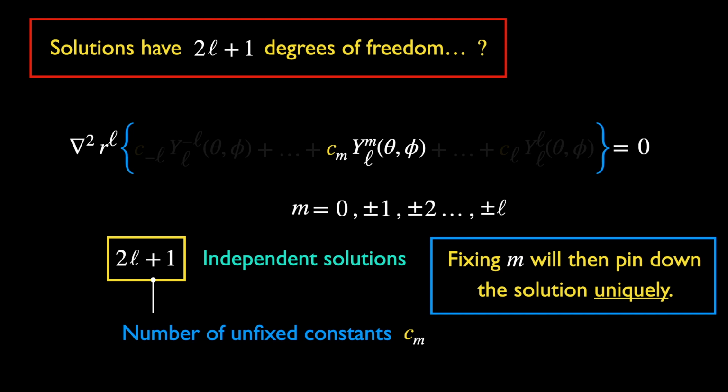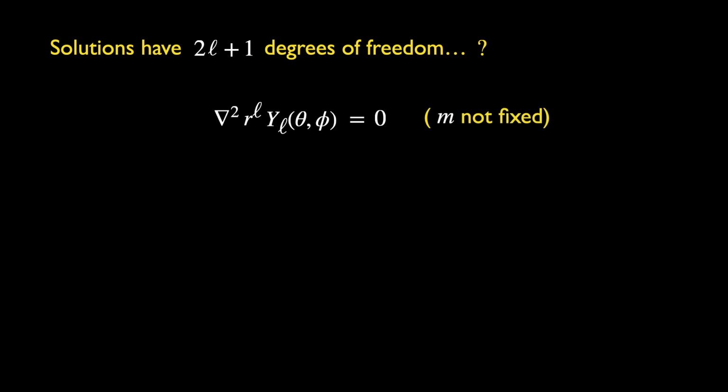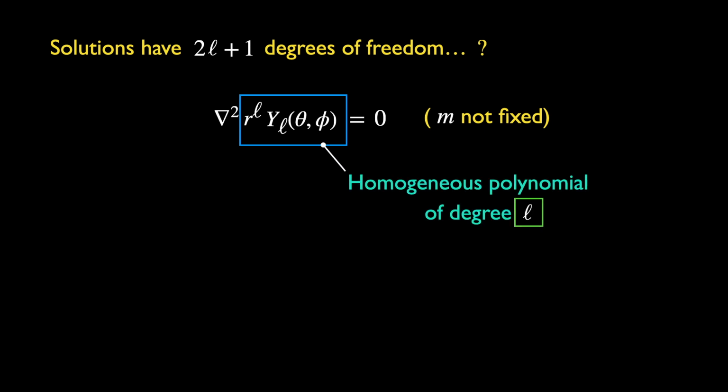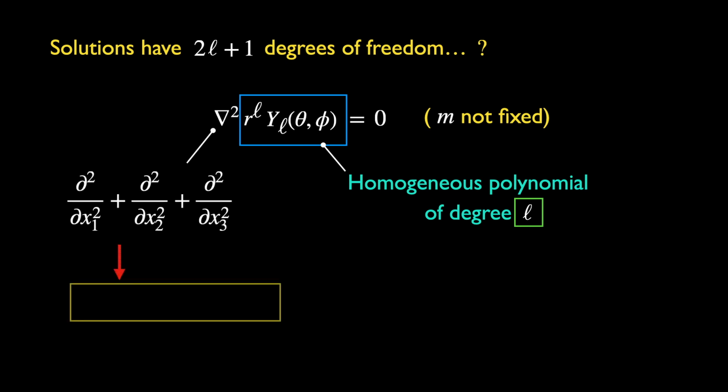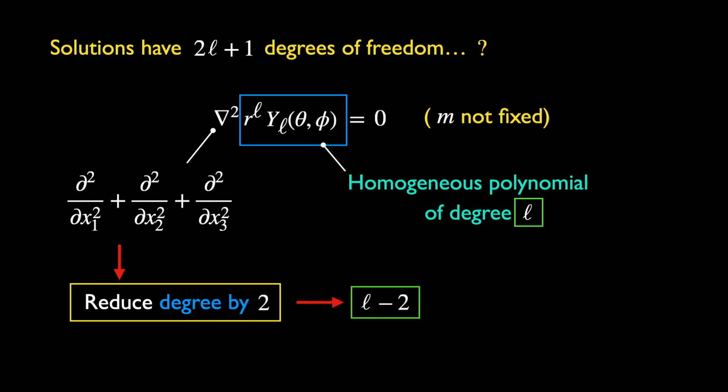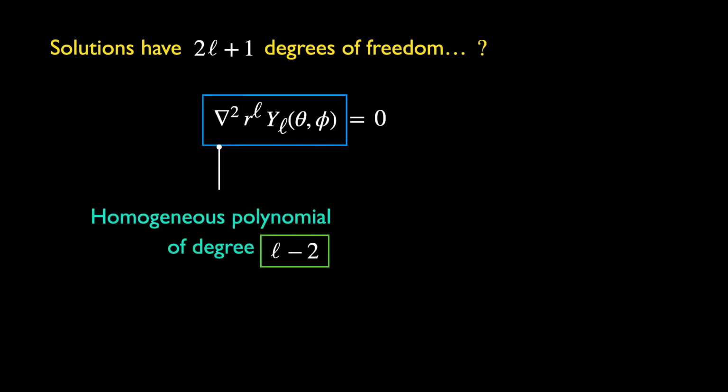So to begin, we first remove the parameter m from the notation of y, because this parameter is not fixed. Our only assumption initially is that R^L times y must be a homogeneous polynomial of degree L. The Laplacian operator, due to the fact that it's a second derivative, would thus reduce the degree by 2. So the left-hand side of the Laplace equation is a homogeneous polynomial of degree L minus 2. Try to keep this in mind, as this will be important in a minute.